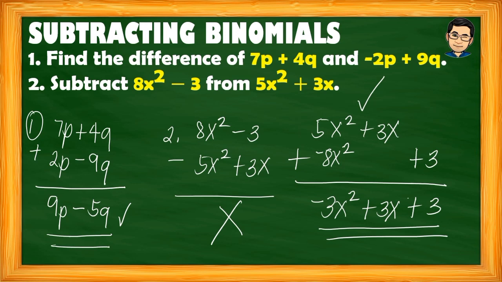So, ire-recall lang natin dito yung lesson natin dun sa verbal phrases tsaka mathematical phrases. Again, yung una kong sinulat na may naka-cross out, hindi po yun yung proper way. Bukod sa mali po yung posisyon ng minuend and subtrahend, hindi rin po naka-align yung mga terms.